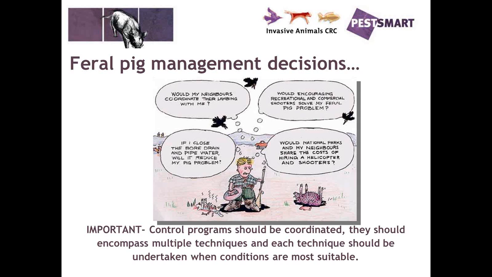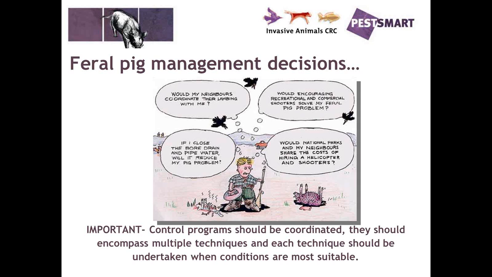So the management decisions. So we have all these things that we can do, but then it comes down to how do we go about doing it the best way possible. It's important during control programs to coordinate your efforts with neighbours as much as you can. The larger the area that you target, the slower the reinvasion rate. They should also encompass multiple techniques, because every technique, as I mentioned earlier, has their shortfalls, and some pigs will be missed with each technique, and hopefully what you missed with one you'll pick up with the next.